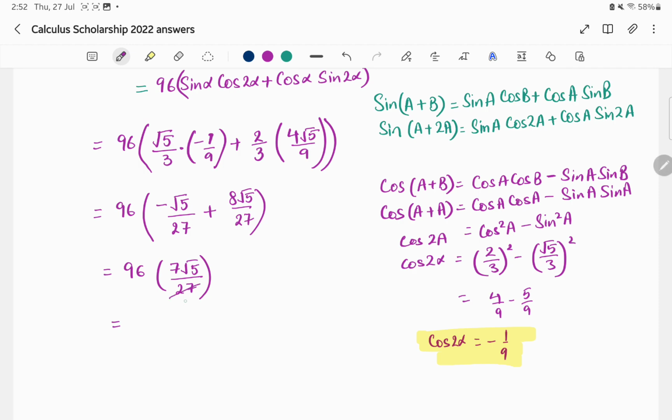So 9 times 3 is 27. 3 times 32, 7 times 2 is 14. 7 times 3 is 21, so 224 root 5 over 9. And you cannot simplify it further. So that is your value, and you can write units, because they haven't given us whether it is meters, centimeters, or whatever.